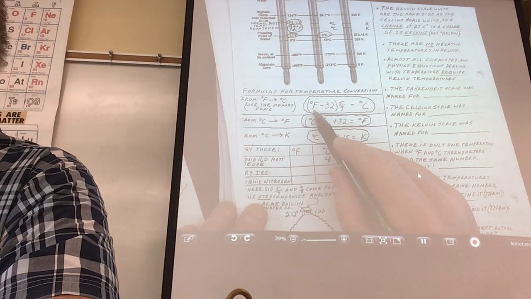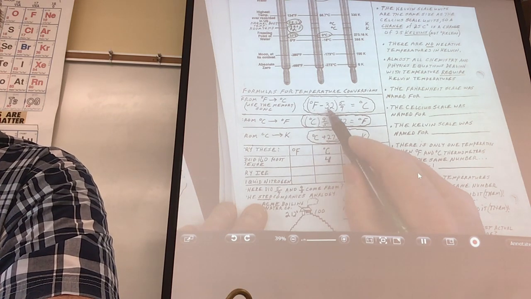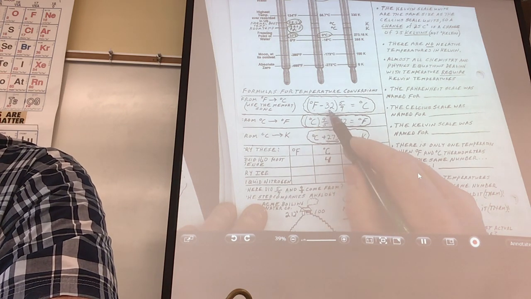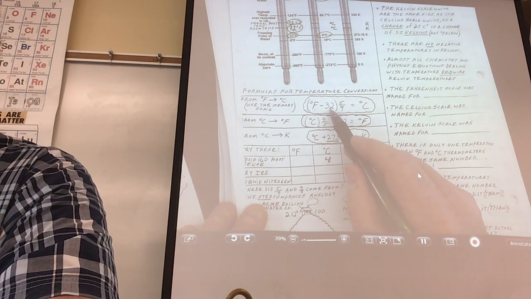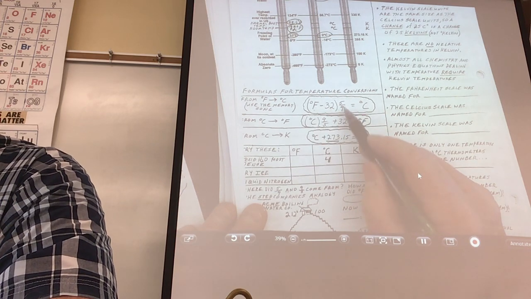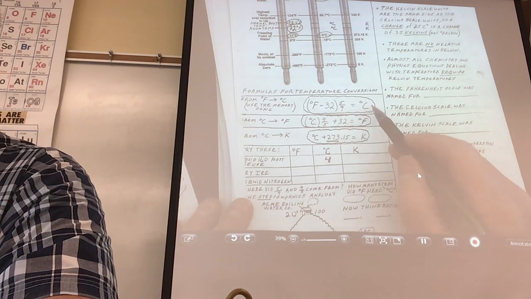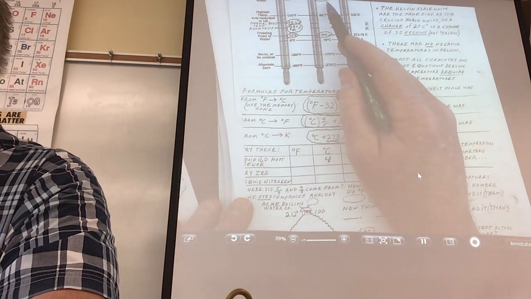212 minus 32. Try that. All right. 212 minus 32. Has everybody got that? Now, do you know how to multiply by 5/9? Yes? I know your math teacher does that. Okay. Did everybody get it? Now, what'd you get? And is that correct? Then I know it works.